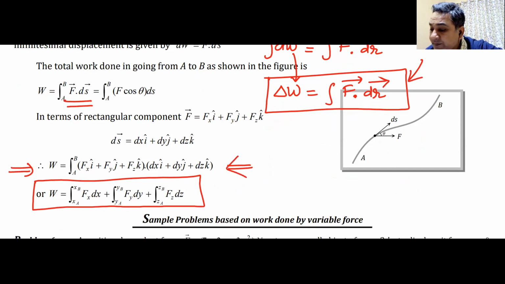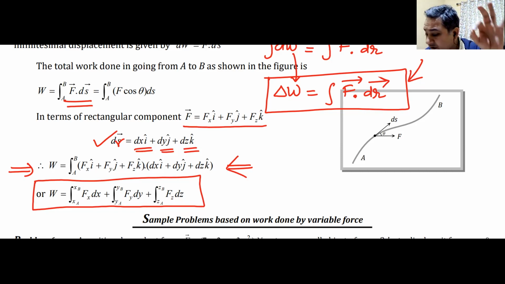If you can read and write up till here, it is nothing. What they have done here is taken the dot product. F is written as 3 components, Fx i, Fy j, Fz k. Delta r is written as dx i, dy j, dz k. Then they have taken the dot product. i dot i will be 1, rest all is 0. j dot j is 1, rest all is 0. k dot k is 1, rest all is 0. So you will have an integral of this type.